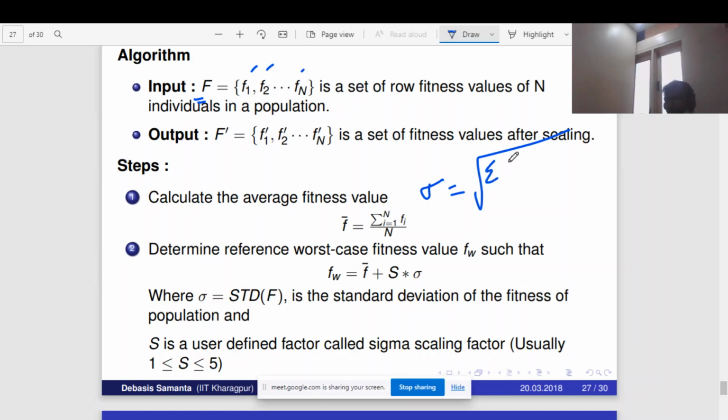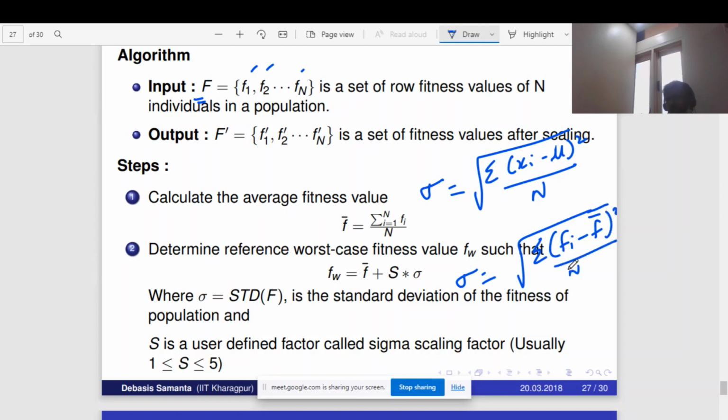Here, instead of xi, what you have to use in our case is fi. This is the generic formula. Instead of mu, you have to use f dash, that is the mean, and the whole square is divided by n, right? Like this you calculate sigma.